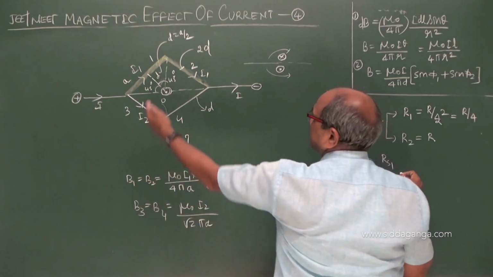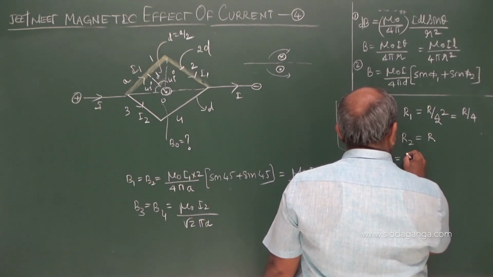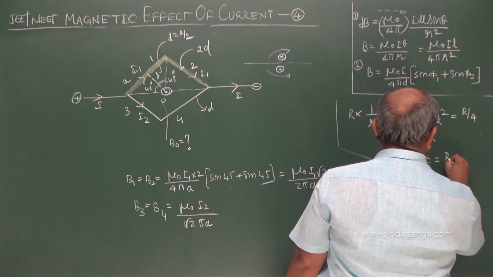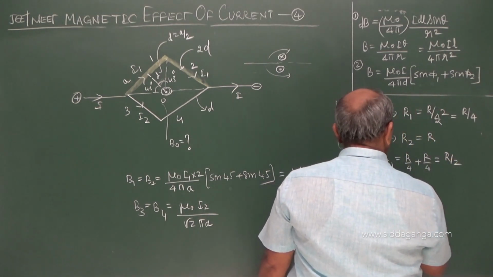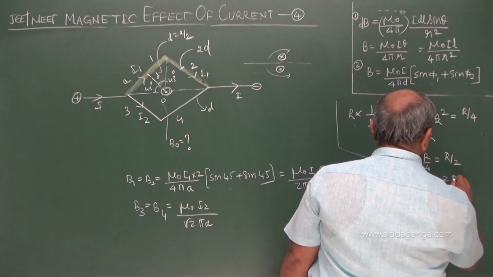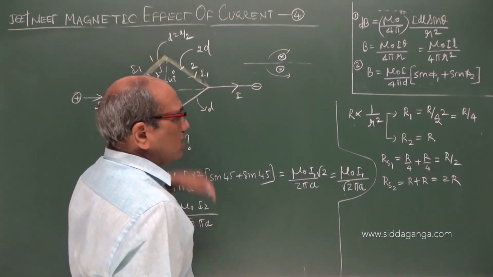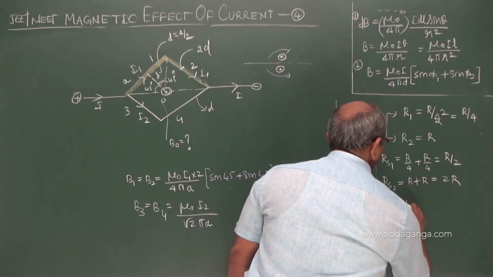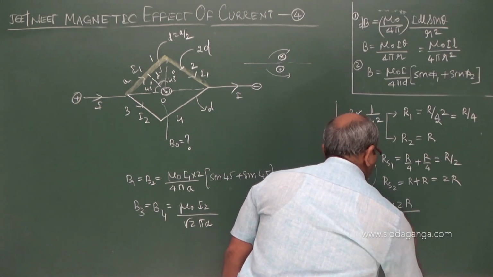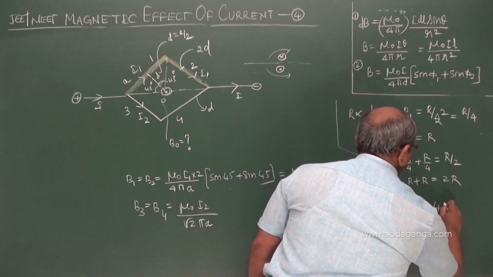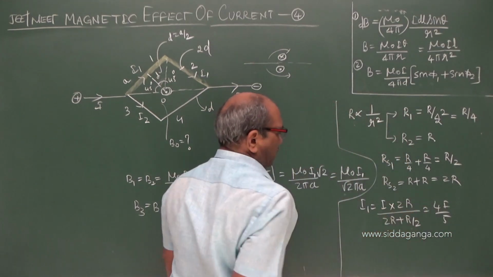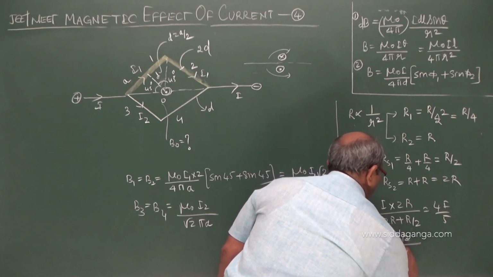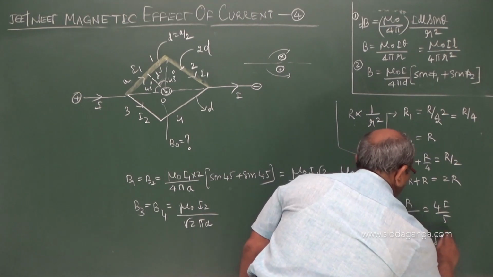Both are in series in the upper part. RS1 can be written as R by 4 plus R by 4, which gives you R by 2. RS2 equals R plus R, which is 2R. Our aim is to get the current. The main branch current is main current into resistance of the other branch by the sum of resistances, which gives you 4I by 5, because the 2 goes to the numerator. I2 is equal to I into R by 2 upon 2R plus R by 2, which is I by 5.